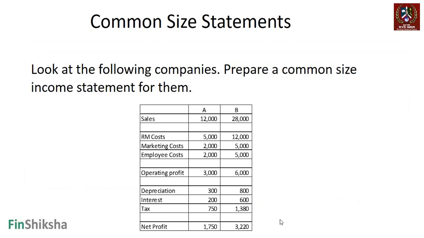Let's take a simple example and understand this better. Let us look at the following companies, prepare the common size statement for them. So there are two companies, A and B, and we actually have the entire detailed statement available with us. Remember, all we have to do is divide all these by sales to get the common size statement. We can do that, right? So to divide everything by sales. To understand this better, let's go to an Excel file.